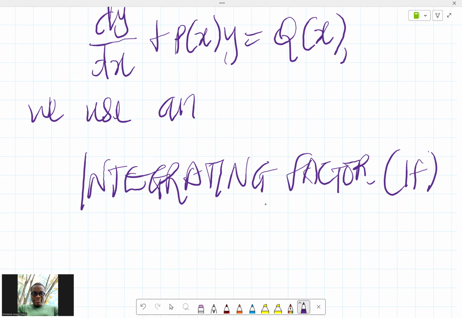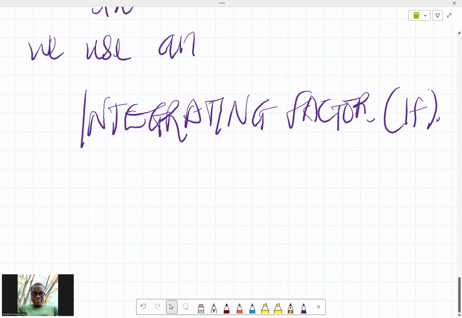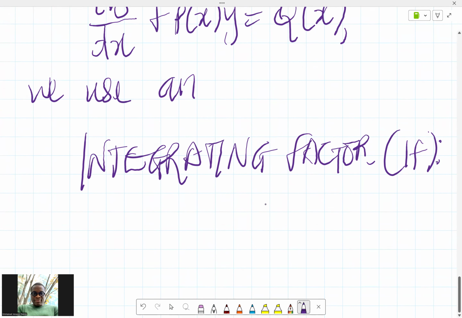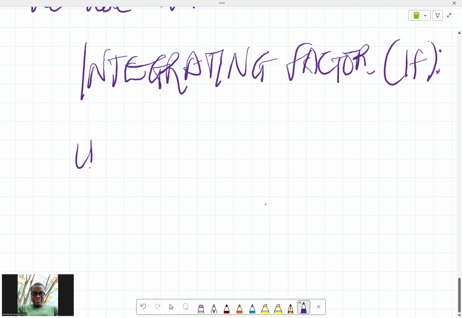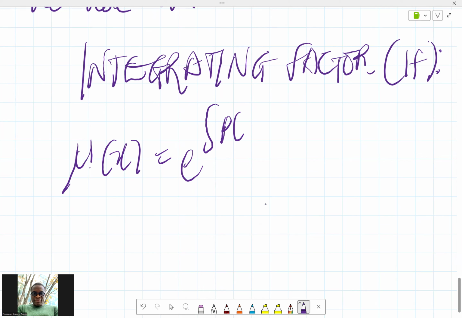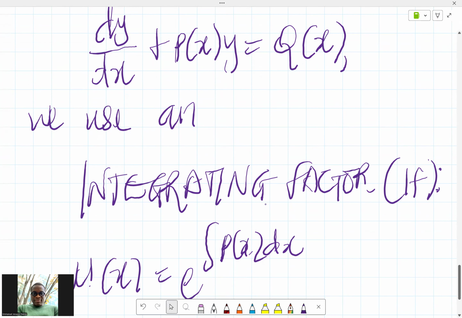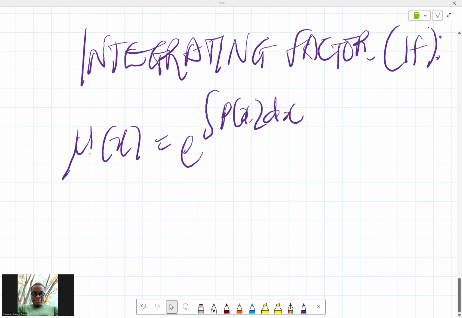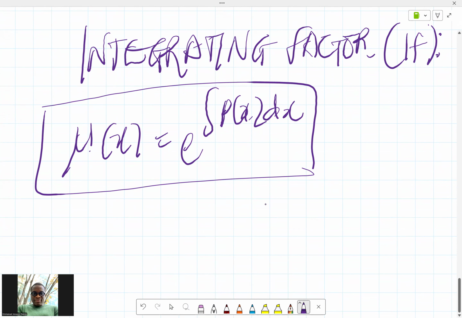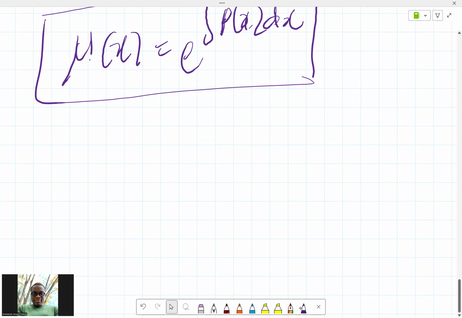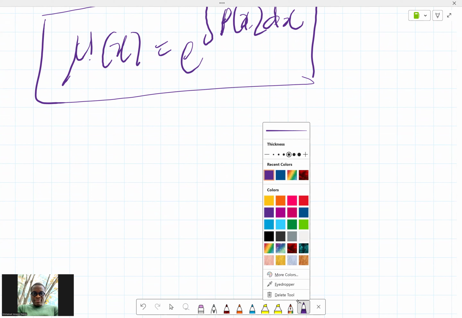If we use an integrating factor, this is how the integrating factor is described. We use an integrating factor, mu of x equals e raised to the integral of p of x dx. So once you've identified this p of x, you can use that to get the integrating factor. So let's look at the step-by-step approach to this particular integrating factor.